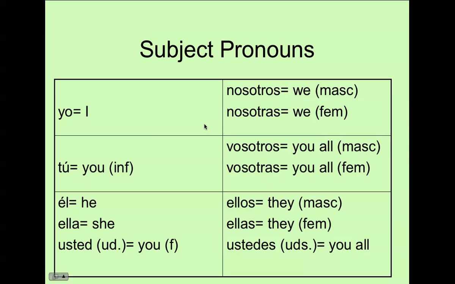Here are the subject pronouns in Spanish. Yo, tú, él, ella, usted, nosotros and nosotras, vosotros and vosotras, ellos, ellas, and ustedes. Most of these are really easy to understand. Yo means I, él means he, ella means she. But there are a few that I'd like to highlight.